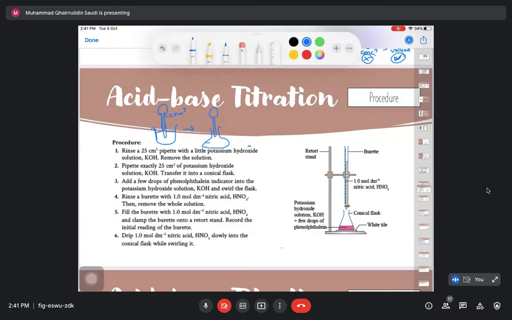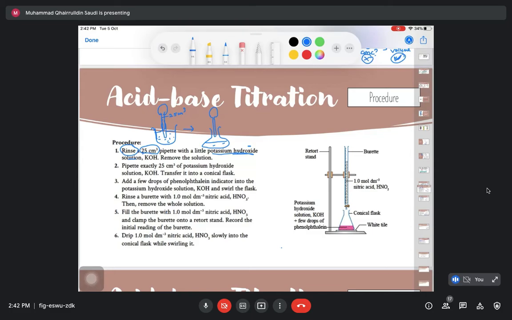okay, we use pipette. Okay, we don't measure 25 cm cube using a measuring cylinder, no, because we want to get an accurate volume. So before we use our pipette, we rinse it first. Okay, and we rinse it with potassium hydroxide solution. We don't rinse it with water. Okay, kenapa? Sebab kita nak dapatkan potassium hydroxide je. Kita tak nak concentration dia berubah before we find the concentration.